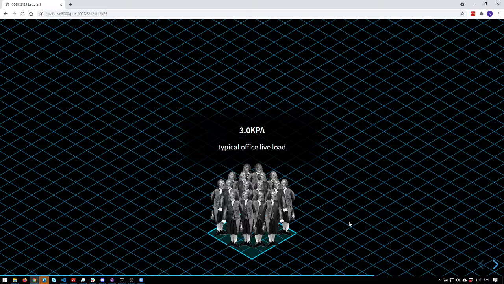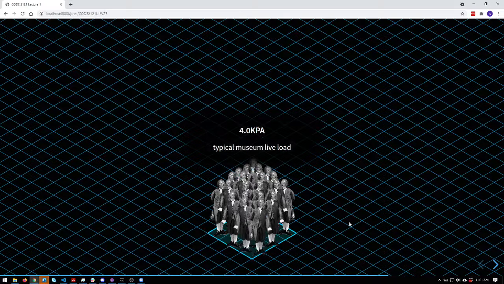And we're not just thinking about people, we're thinking about the fact that there's potentially different types of furniture like cabinets and bookcases and stuff like that that might be placed on that floor, and that's why we have to consider this as a live load. A typical museum live load would be 4, because there's the potential of very heavy ancient objects getting placed in specific areas.